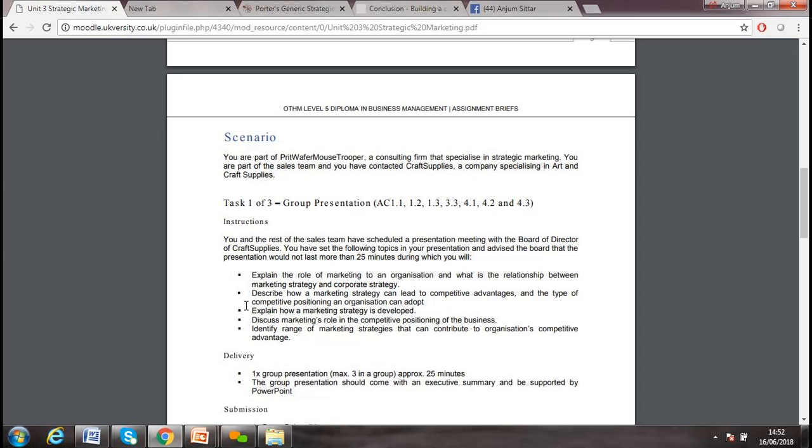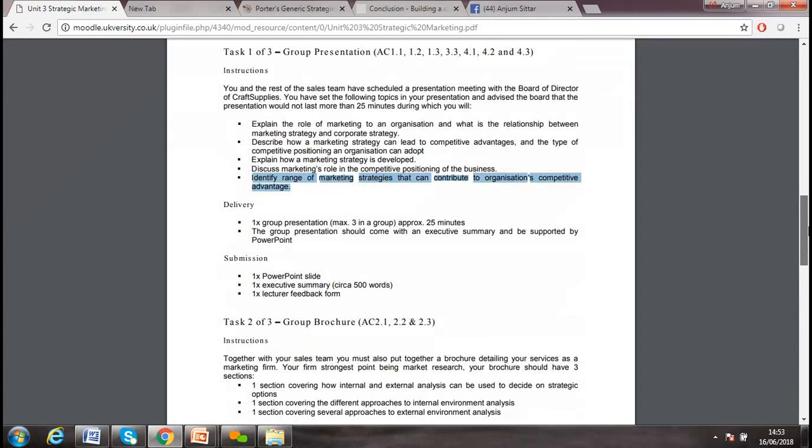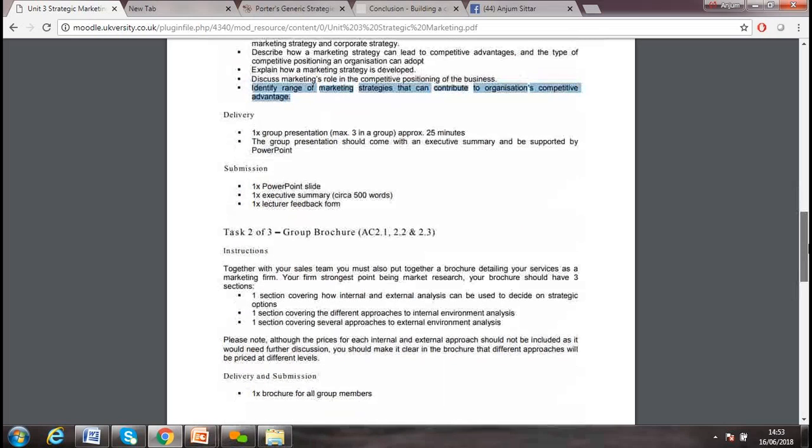Explain the marketing strategies, what is meant by them, and you can add an example of any organization to embed in your presentation. Discuss the role of marketing. Of course, marketing plays a significant role in success and failure. So we are supposed to identify the marketing strategy that can contribute to the organization's competitive advantage, like we discussed today. It can be one group presentation, three in a group, approximately 25 minutes. We can maybe record it.